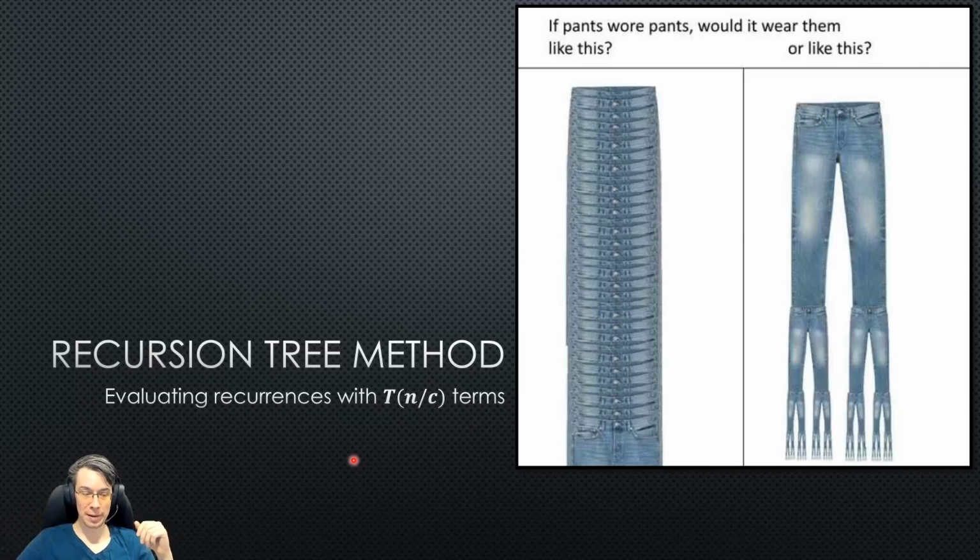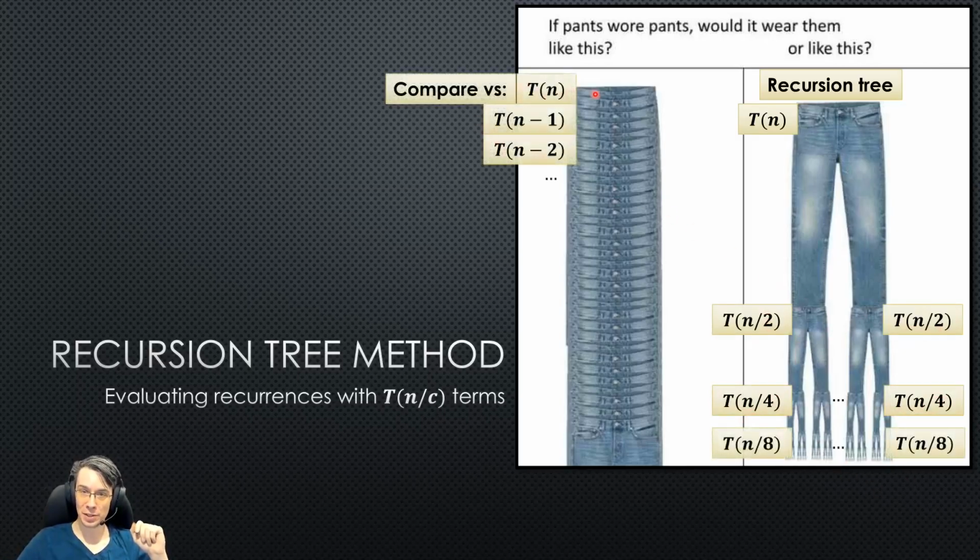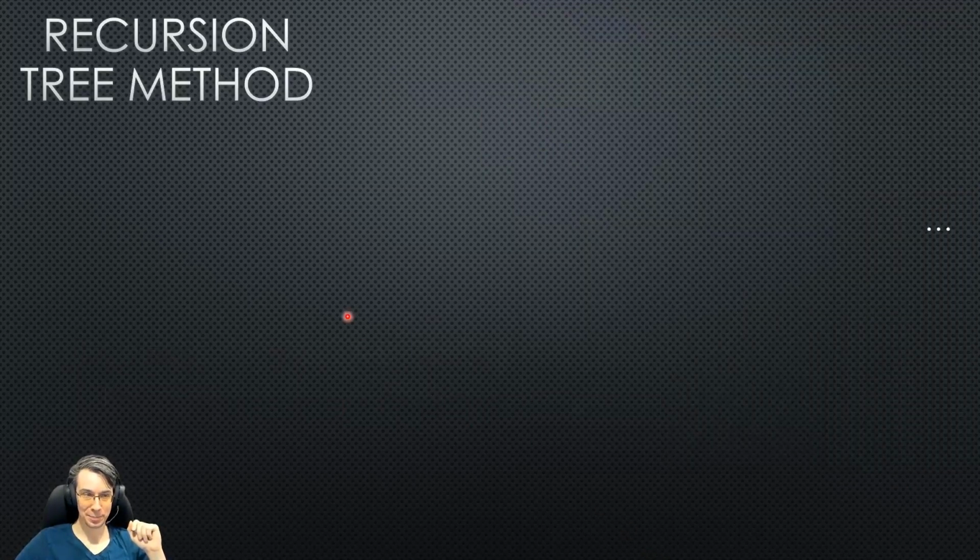So the recursion tree method is useful for evaluating recurrences that have T of n over c terms, where c is a constant. So you can think of the recursion tree as being useful for functions where you have T of n that's expressed in terms of T of n over 2, T of n over 2, T of n over 4, n over 4, and so on, as opposed to T of n minus 1, n minus 2, and so on. Okay, so what's the recursion tree method?